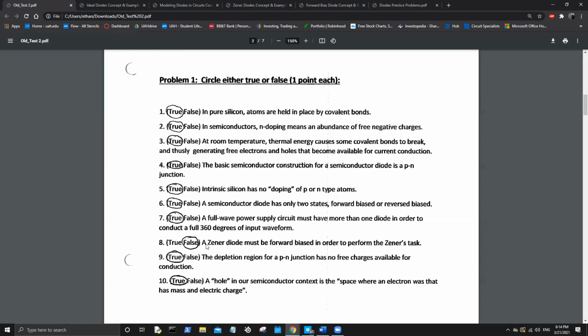All right. Number 8. A Zener diode must be forward biased in order to perform the Zener task. This is absolutely false. The Zener diode operates in reverse bias. That is how it is designed to function. It's just what it is.